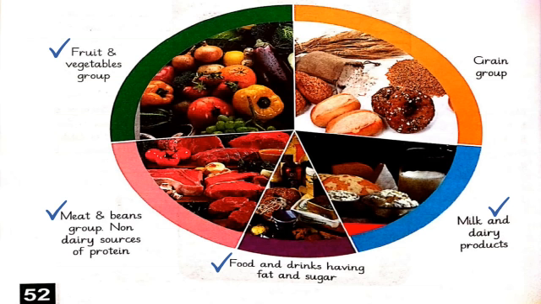At last we have grain group. Consuming whole grains as part of a healthy diet may reduce the risk of heart disease. Consuming whole grain foods that contain fiber as part of an overall healthy diet can support healthy digestion. My dear students, these all groups are important for a healthy diet.